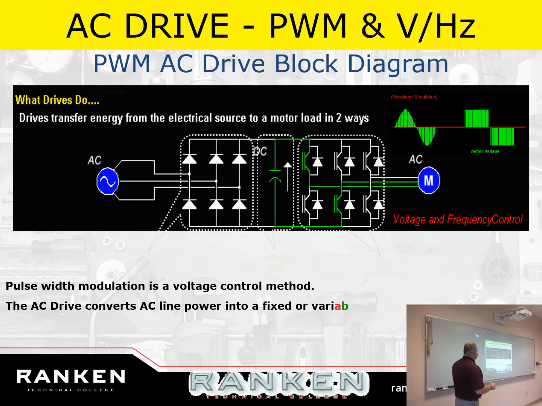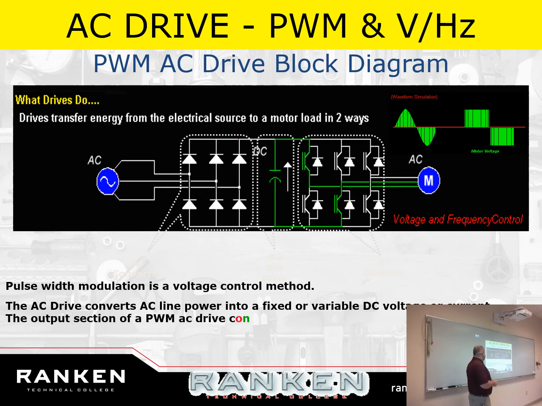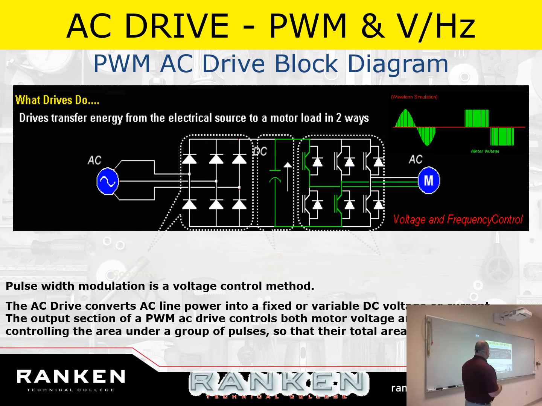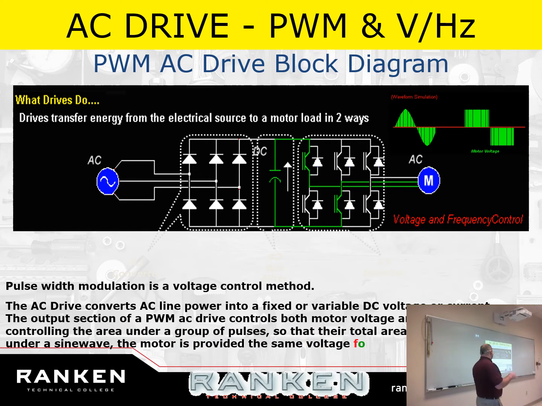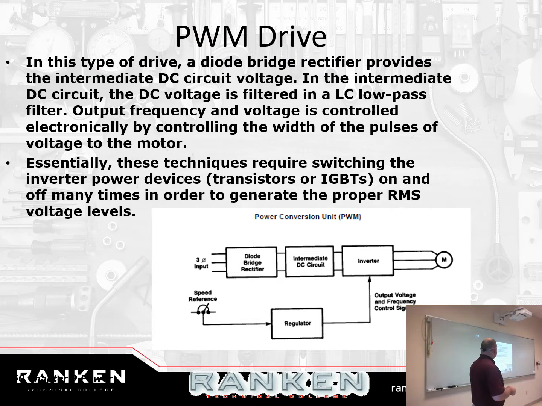Pulse width modulation is the voltage control method. The AC drive converts AC line power to fixed variable DC voltage. The output section of the PWM AC drive controls both the motor voltage and the current, controlling the area under the group of pulses. It also controls the frequency. The motor is provided the same voltage force at different frequencies. What's PWM stand for? Anybody remember? Pulse width modulation.